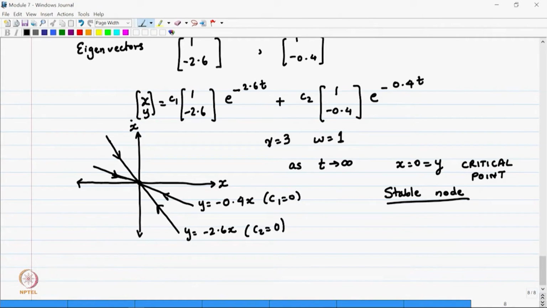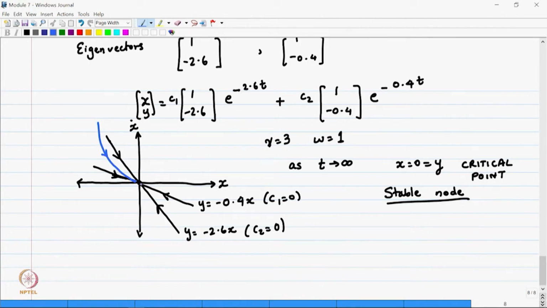If both C1 and C2 are not equal to 0, now what will happen is that as you increase t, this will go to 0 much faster, this will go to 0 much slower. So, exponential of a larger negative number will be smaller than exponential of a smaller negative number. So, eventually what will happen is that your solution will tend to follow this. For very large times it will go towards this, it will be some linear combination and it will look something like this. So, this is what your trajectory will look like.